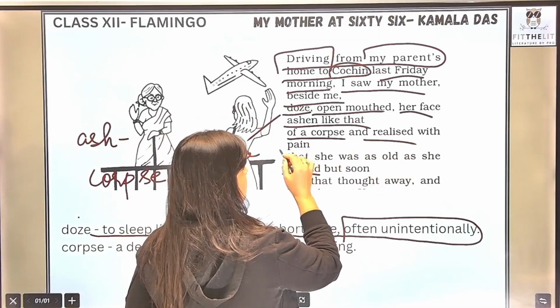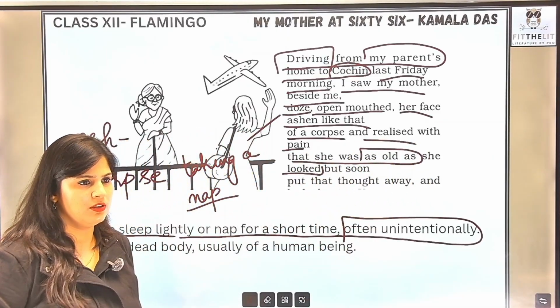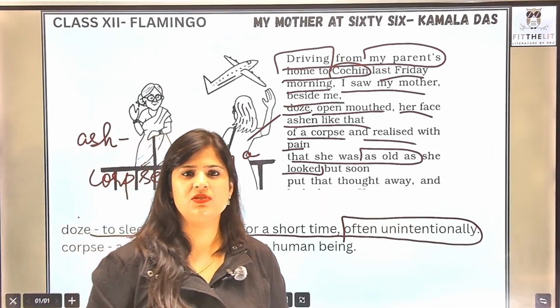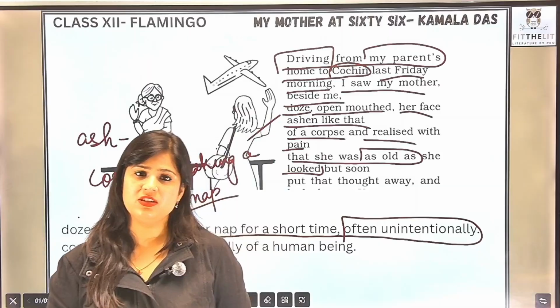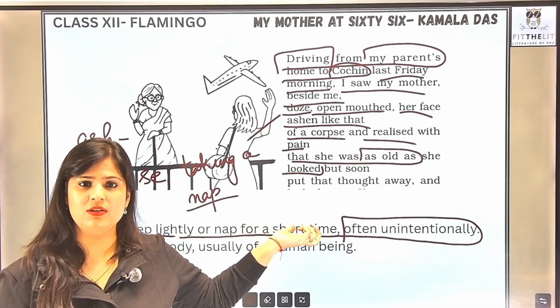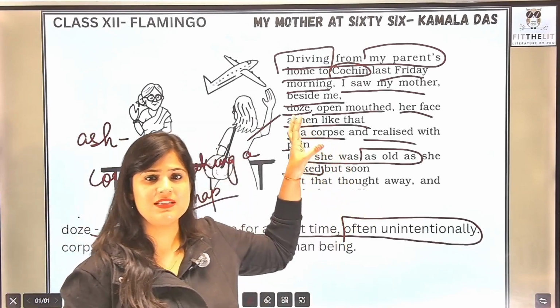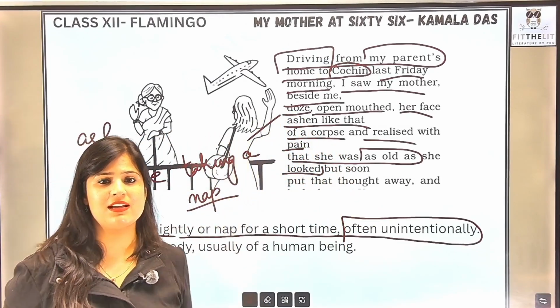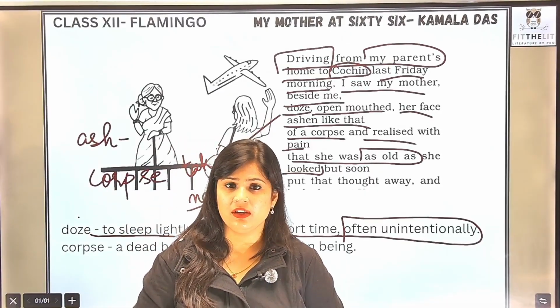And realized with pain that she was as old as she looked. So suddenly the poetess seems to realize that her mother has actually become that aged, that she was as old as she looked. It is not as if she is just looking colorless, but she is already 66. So this is the realization that comes to her mind, that her mother has actually become really old.